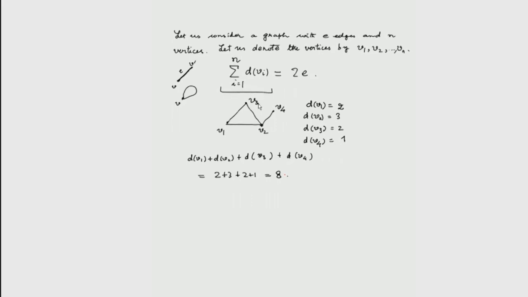And now, if I count the number of edges, this is 1, 2, 3 and 4. So, the number of edges is equal to 4. So, the sum of degrees, sigma i equal to 1 to 4 d(Vi), is equal to 2 times the number of edges. That is 2 times 4 equal to 8.